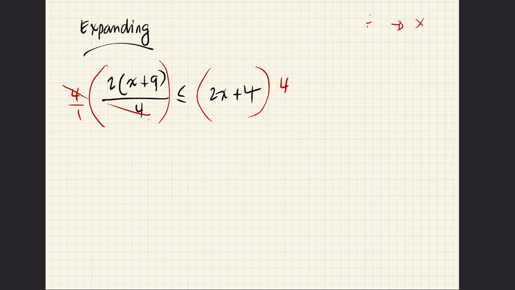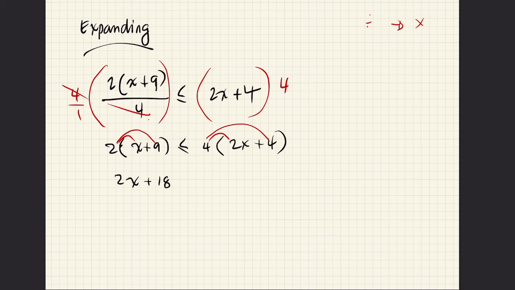Okay, so you are left with 2 bracket x plus 9 is less than or equal 4 bracket 2x plus 4. And what do you do next? You expand. You know how to expand, okay? So this is 2x plus 18 is less than equal to 8x plus 16, okay? What's next?